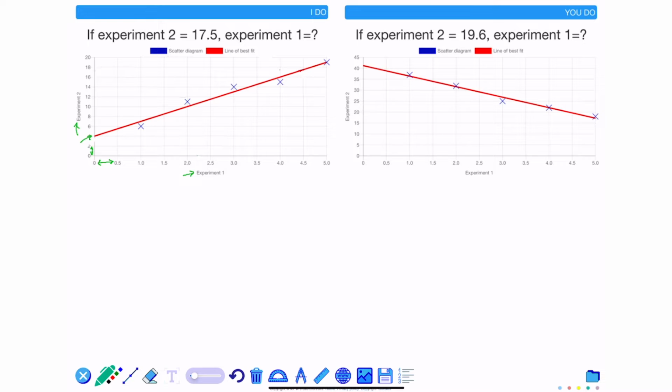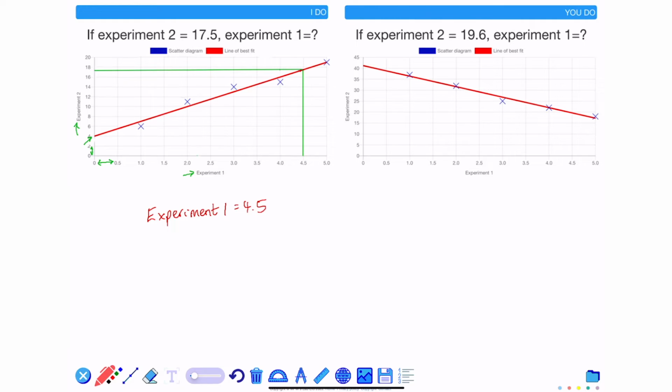I've been asked to find experiment 1 when experiment 2 is 17.5 based on the trend shown by these results. To answer this question, we need to find 17.5 on the y-axis because that is experiment 2, read across to our line of best fit, and then read down to experiment 1. Well, 17.5 on the y-axis is approximately here. Reading across and reading down, experiment 1 will equal 4.5.